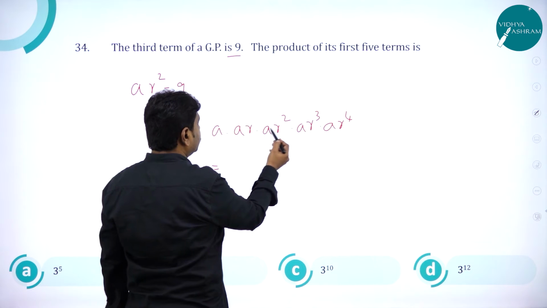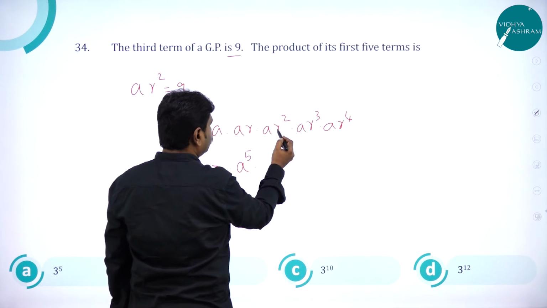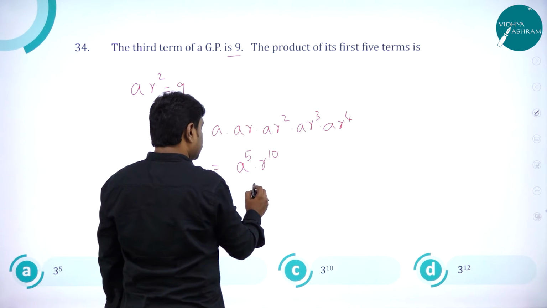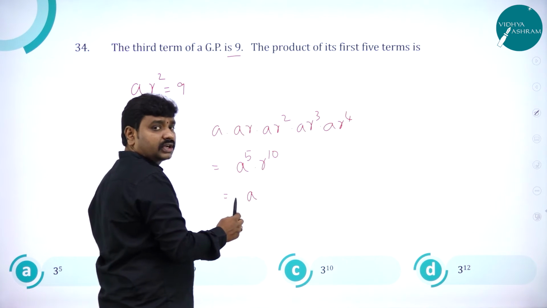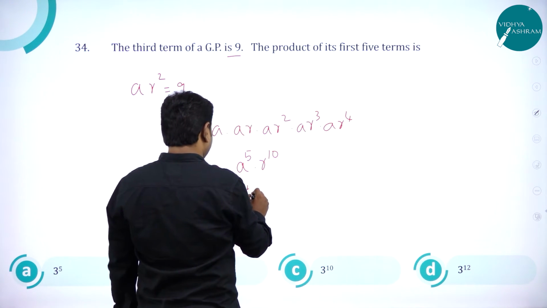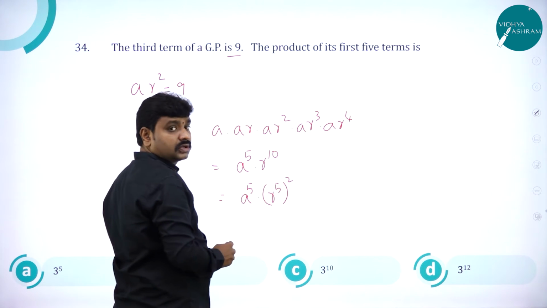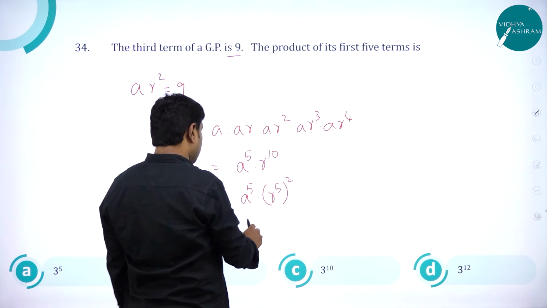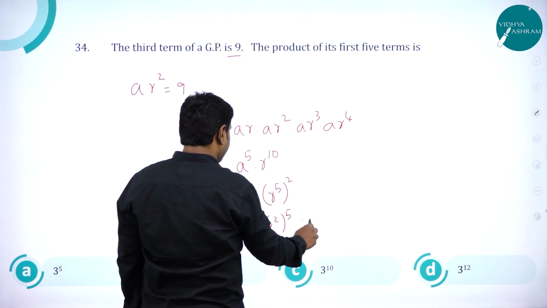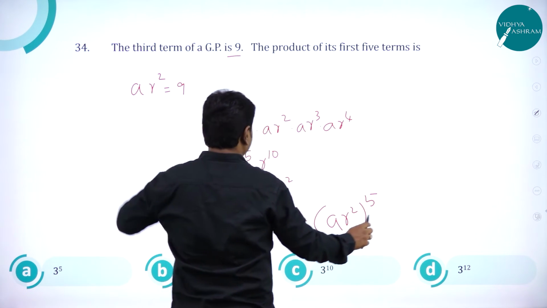So 1, 2, 3, 4, 5: a power 5. And r into r square, r cube, r power 4, r power 10. Further, can I write this as a power 5 r power 10? 5 2s are 10. So I can write a power 5, r square power 5. Take power 5 out. It will become (a r square) whole power 5. a r square you already know is 9, so 9 power 5.